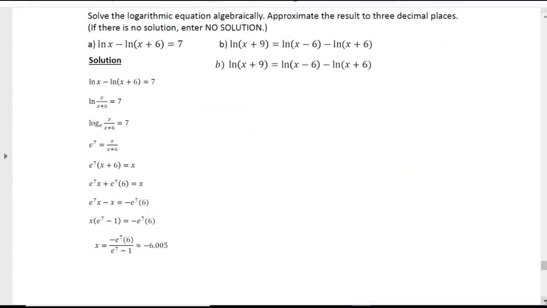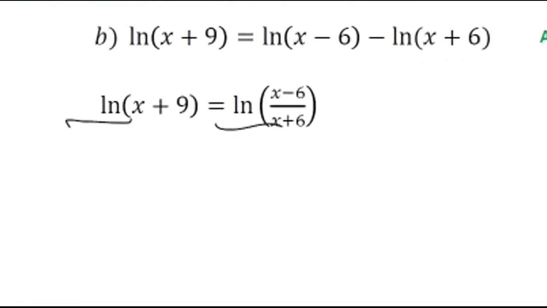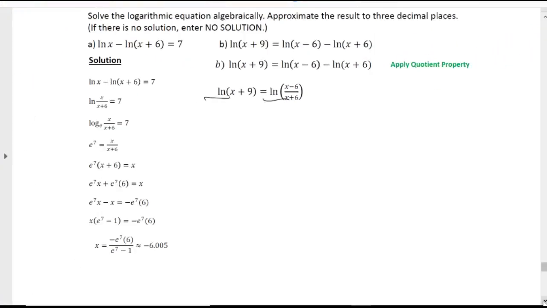The next one, I'm going to go ahead and combine these two on this side. So I end up with natural log of (x plus 9) is equal to natural log of (x minus 6) times (x plus 6). Now notice that this side has the same log as this one, the same base. So we can use the one-to-one property, which tells us that we can set x plus 9 equal to x minus 6 divided by x plus 6.